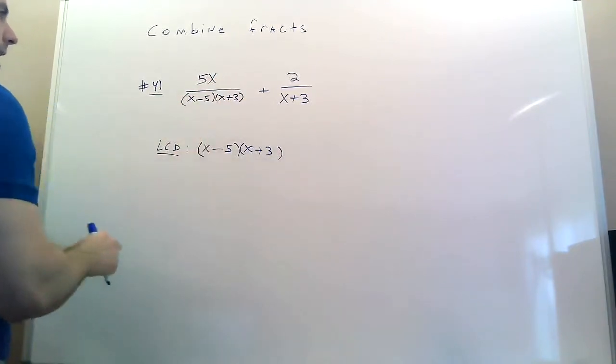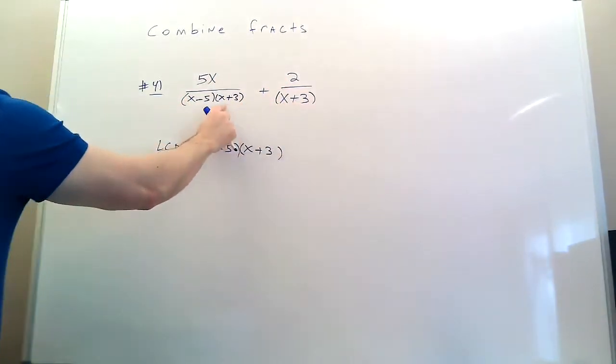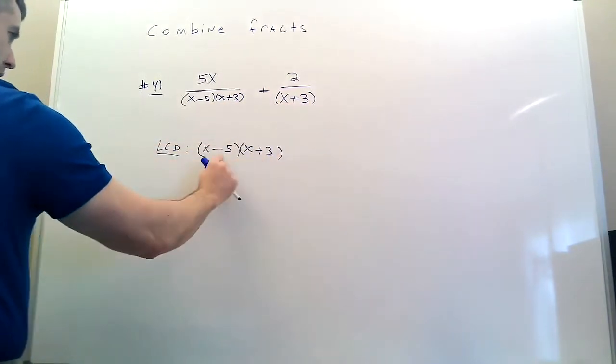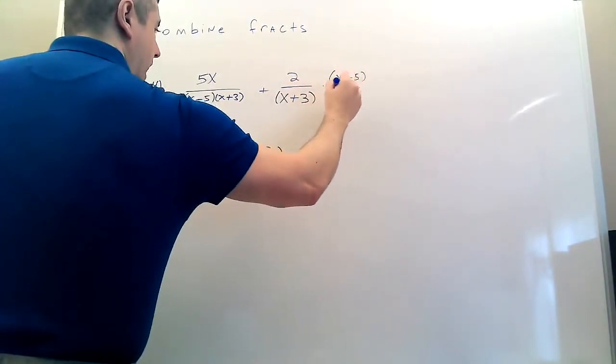Now, again, you're playing the game of making them match. This bottom has to have the part that it doesn't have. It has that part, but it needs this. So you give it the part that it's missing. You give it the x minus 5.